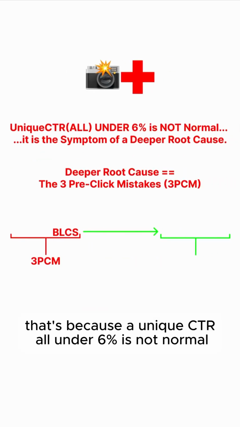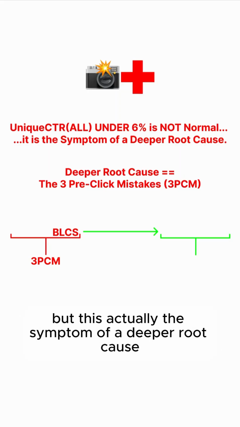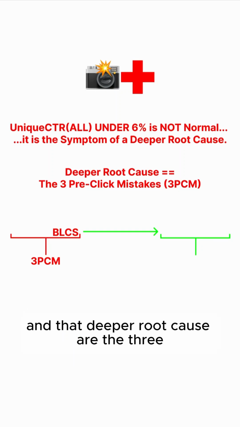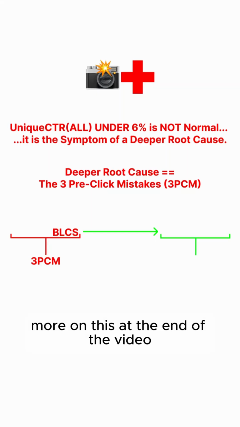That's because a unique CTR under 6% is not normal. Super common, it's the most common thing I've seen, but this is actually the symptom of a deeper root cause. And that deeper root cause are the three pre-click mistakes, the three PCM. More on this at the end of the video.